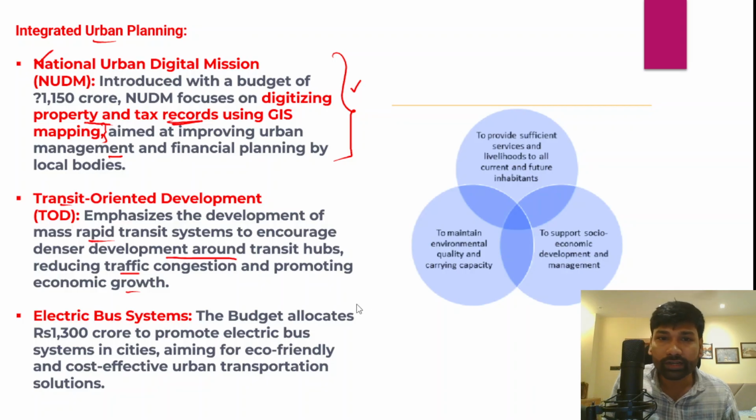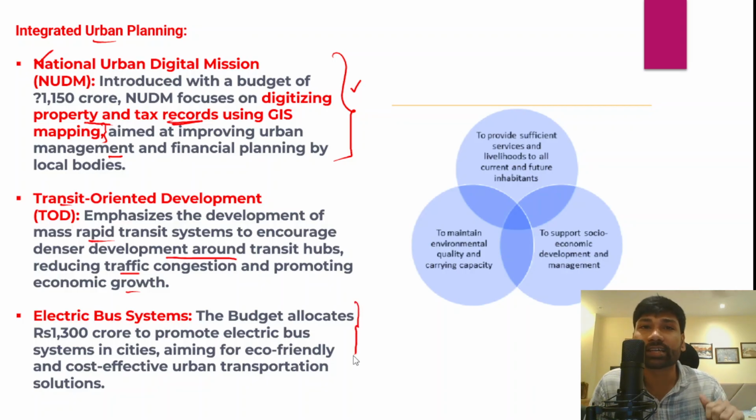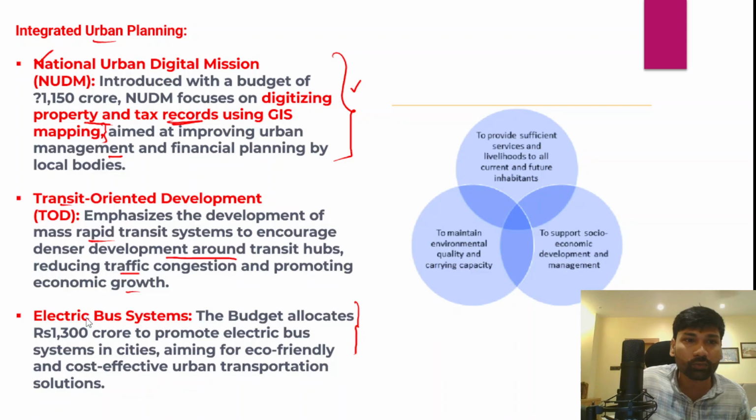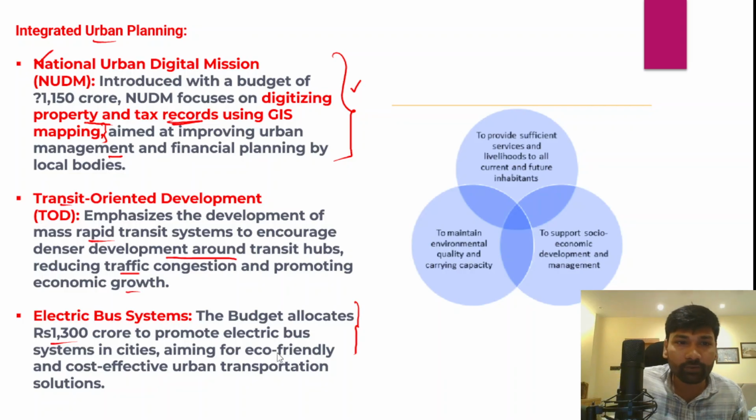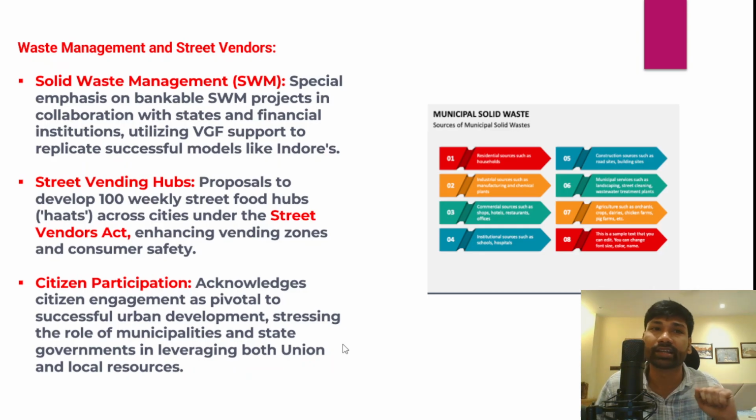And we should not forget the role of introducing electric vehicles into the urban areas, because that could deal with the pollution problem and the emissions, and that is also in line with the larger objective of reducing emissions in India, achieving the goal of becoming net zero by 2070. The budget as of now allocates 1,300 crore to promote electric bus systems in different cities. So they actually aim for eco-friendly and cost-effective urban transportation solutions in India.